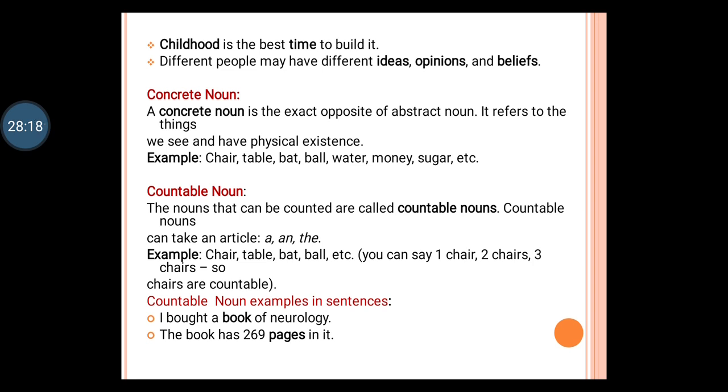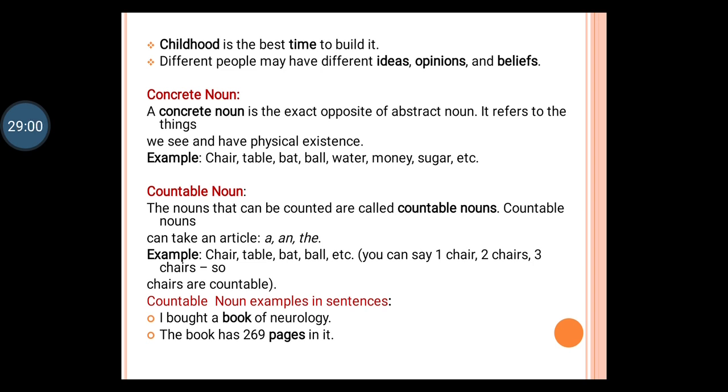And then the is also an article. It's definite, and you use it in front of specific nouns. Okay, look at these examples. Countable nouns. I bought a book of neurology. A book of neurology means there are many books on neurology, and I just bought one of them. But if I say I bought the book of neurology, it means there's only one book of neurology. So you see the way we use a and the. You will get to learn this as you go further in.